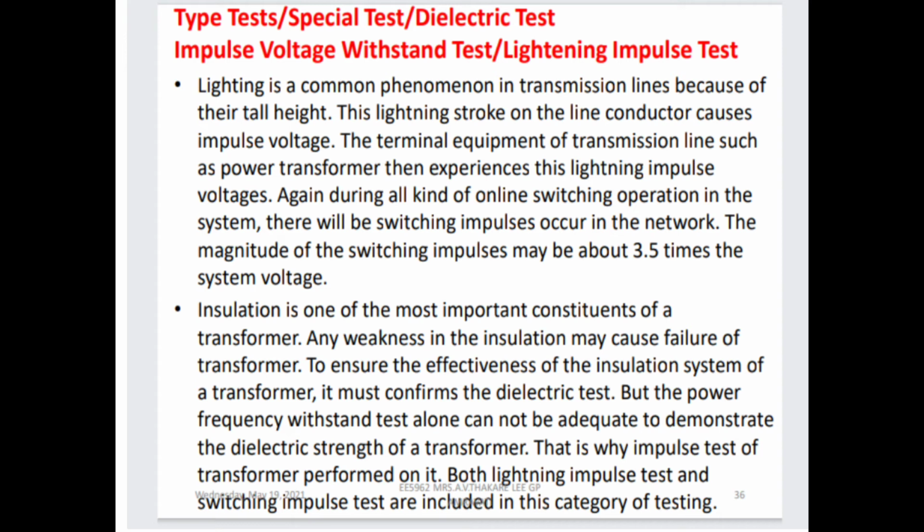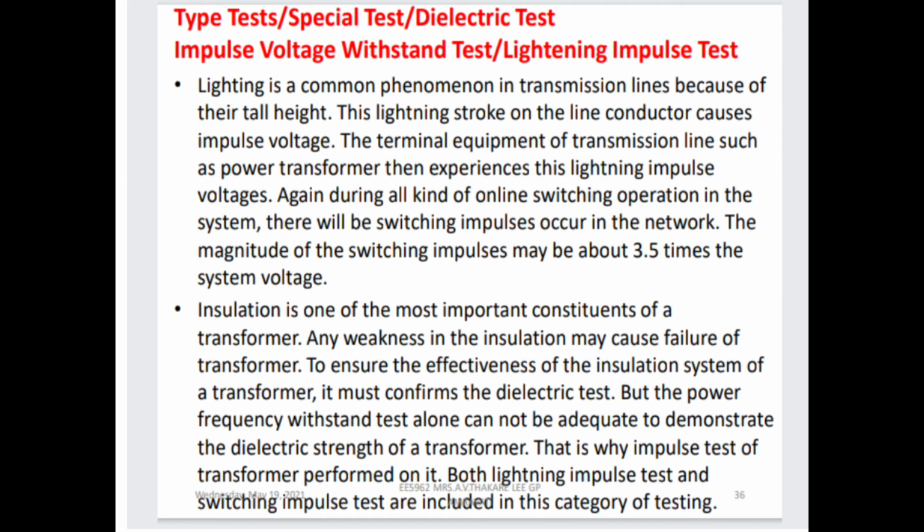Again, during all kinds of online switching operations in the system, switching impulses occur in the network. The magnitude of the switching impulse may be about 3.5 times the system voltage. Insulation is one of the most important constituents of a transformer. Any weakness in the insulation may cause failure of the transformer.